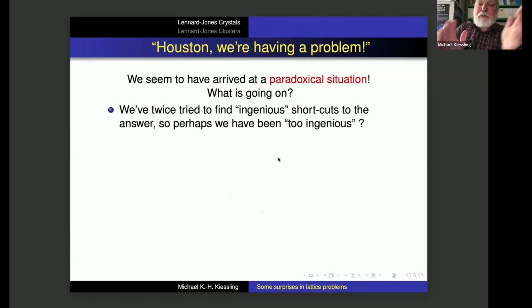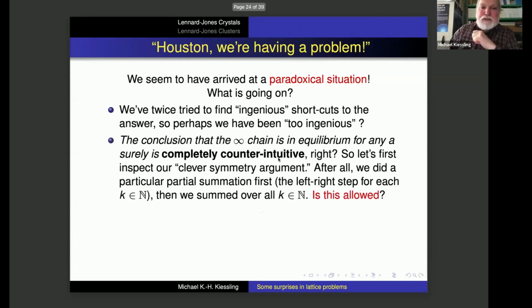Yeah, well, they cannot both be right in the same way. That's true, no? But I can tell you one is wrong and one is not wrong. Thank you. Interesting. So any other suggestions? Okay, let me go on. I think that the conclusion that the infinite chain is in equilibrium for any A is really completely counterintuitive. Do you all agree?